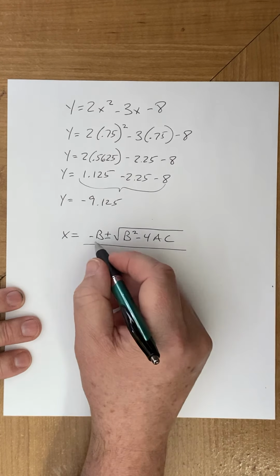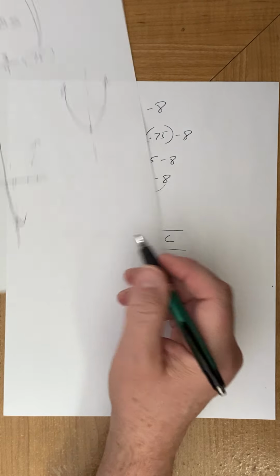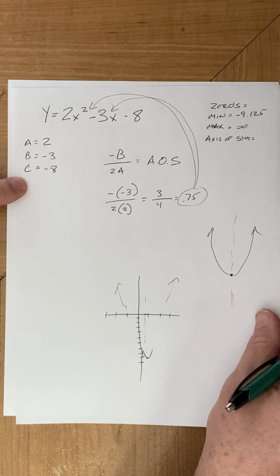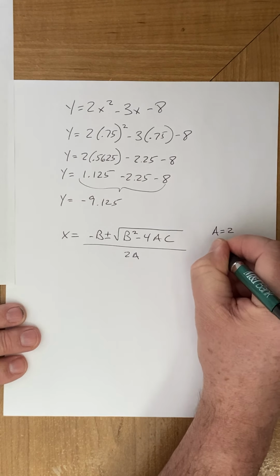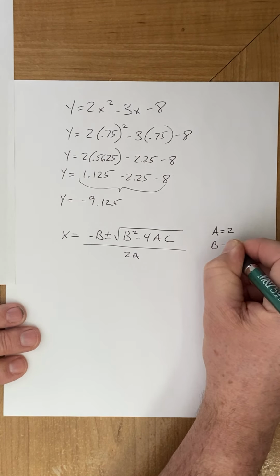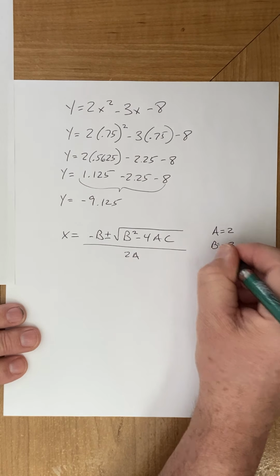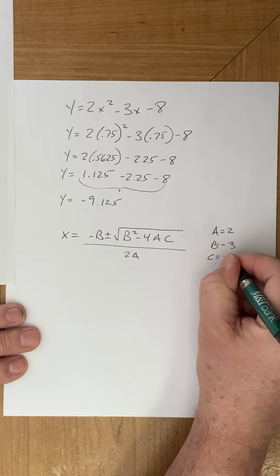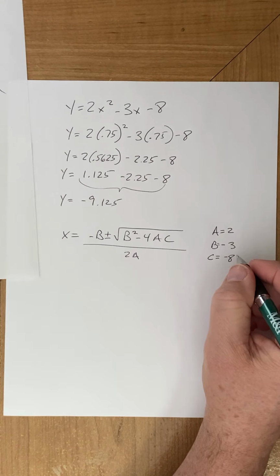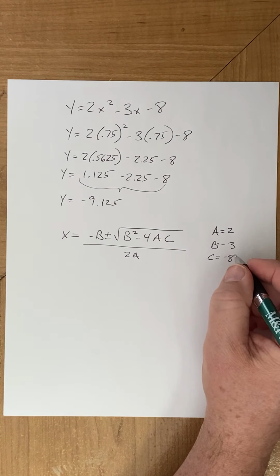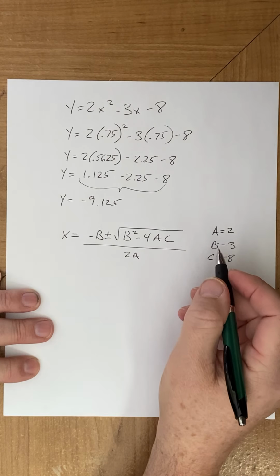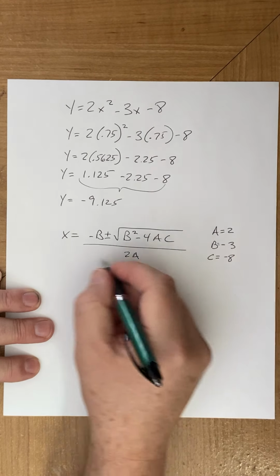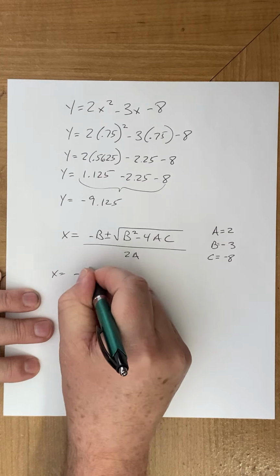So now let's plug in the numbers. Going back to our a's, b's, and c's that we originally did right here: a was 2, b was negative 3, and c was negative 8. So we're going to plug those numbers into the formula and chug them out here. And again, yes, you can do this with your graphing calculator, but this is far more satisfying, at least to me. So x equals negative, whatever the b value is.